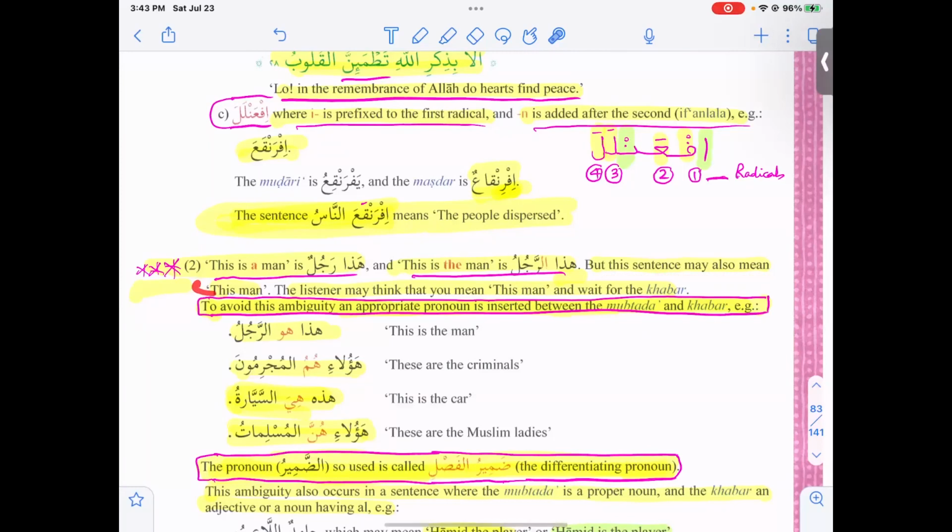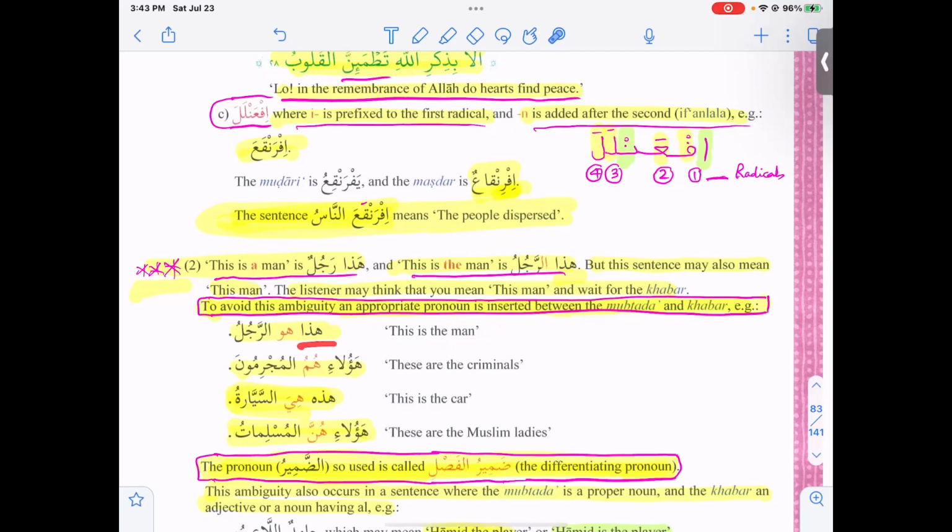The listener may think that you mean this man and is waiting for the khabar. Remember that. To avoid this ambiguity, an appropriate pronoun is inserted, which will match between the Mubtada and khabar. Now look: Haza huwa rajulu. This is the man.